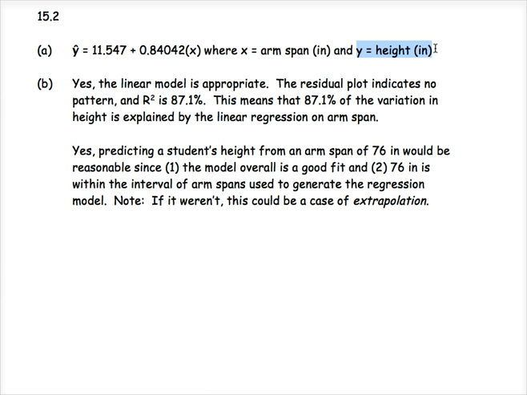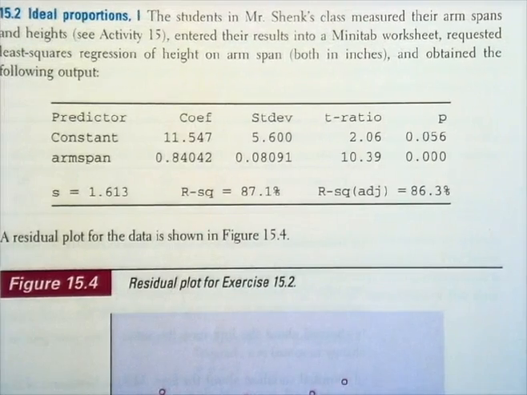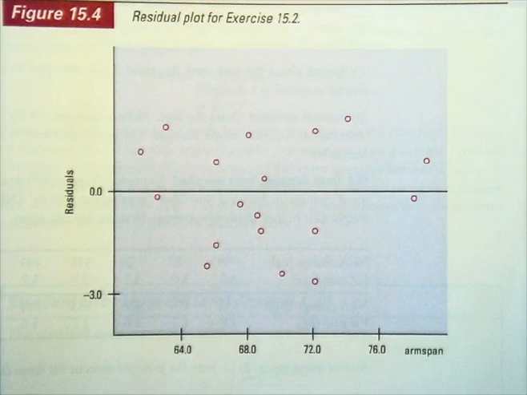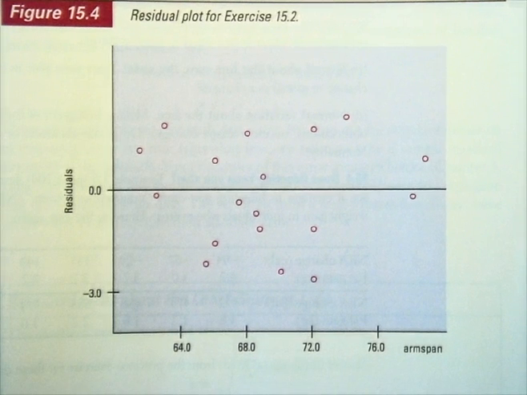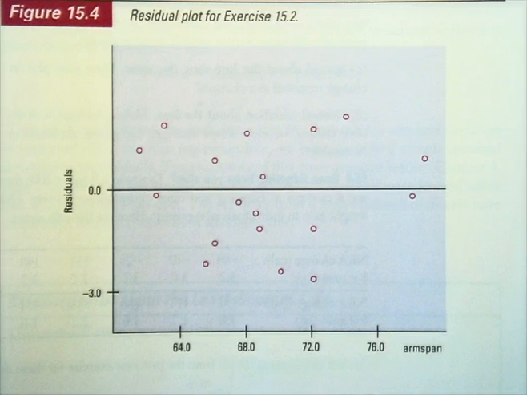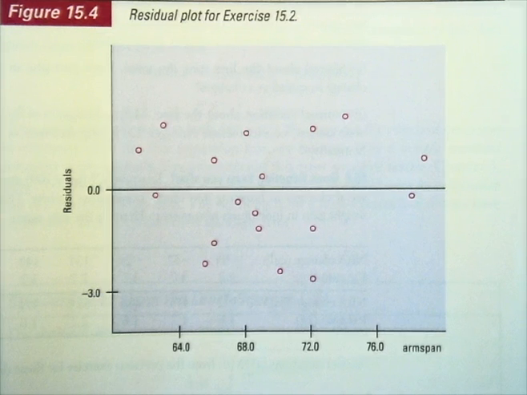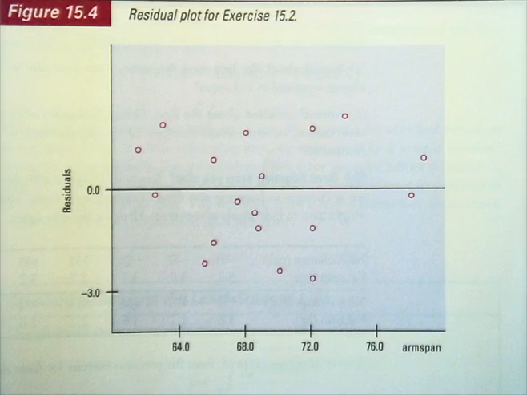So the other part of the question asks, is this model appropriate? And if it is, would it be reasonable to predict a student's height from an arm span of 76 inches? So first of all, yes, this model is appropriate for two reasons. The residual plot shows no pattern. So let's take a second and go look at the residual plot. Here it is. The residual plot plots, if you will, the errors that this model is making in prediction. Notice, because there's no pattern, that tells me that the model isn't consistently making the same mistake over and over again. So this is one reason why we believe that this linear regression model is a good fit.